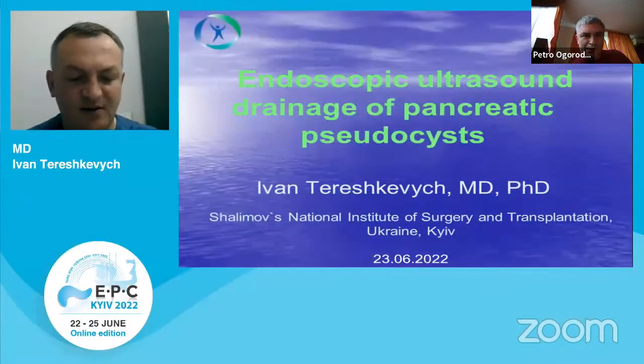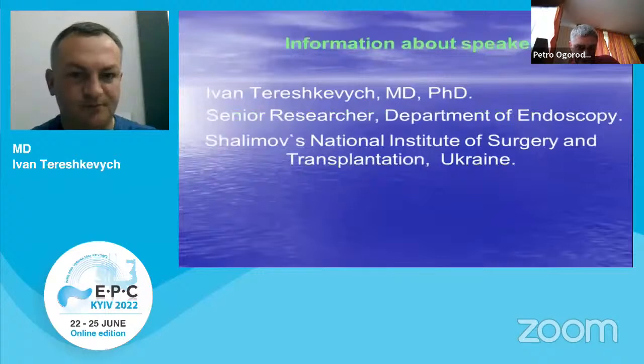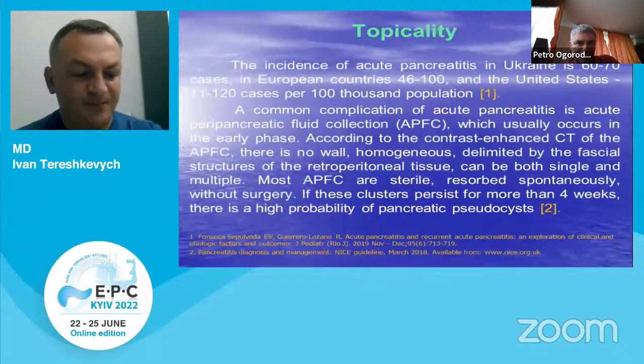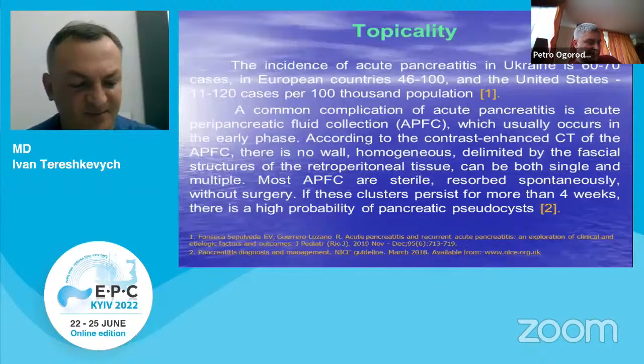Good afternoon, dear colleagues. Let me present my experience of treating pseudocysts of pancreas under the control of endosonography. The incidence of acute pancreatitis in Ukraine is 60-70 cases, in European countries 4,600, in the United States 1,120 cases per 100,000 population.